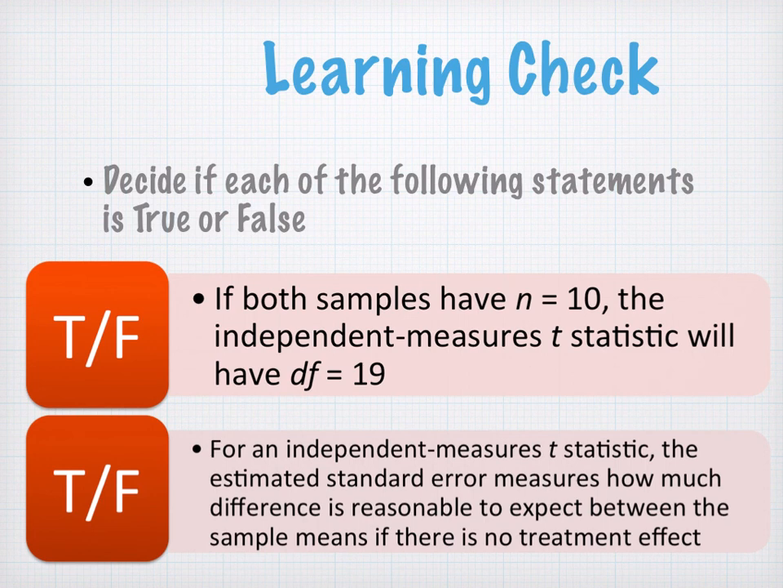True or false, for an independent measures t statistic, the estimated standard error, again, that's the equations we were talking about where we were pooling variance, measures how much difference is reasonable to expect in the sample means if there is no treatment effect. Think about what no treatment effect means. Again, go back to the text and the lecture outline, or even rewind in the lecture and look to see if you can find that answer, and then proceed to the next slide.